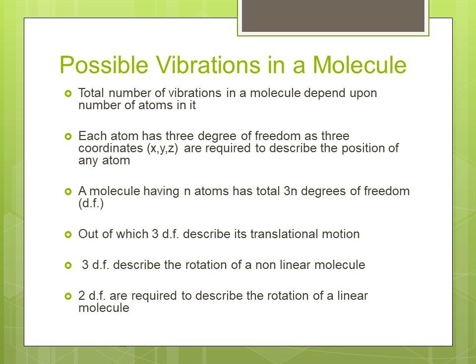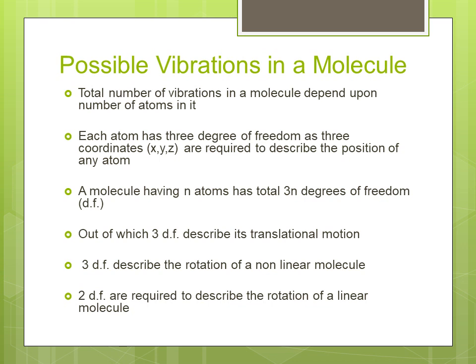Now we are going to see how many vibrations are possible in a molecule. The total number of vibrations in a molecule depends upon the number of atoms in it. Each atom has 3 degrees of freedom. Why? Because 3 coordinates, that is x, y and z, are required to describe the position of any atom in space.